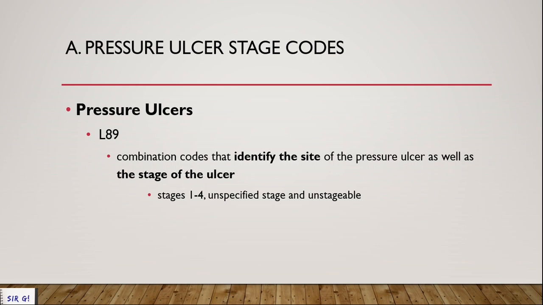When you go to your tabular list, you can see the differences of your stage 1, stage 2, stage 3, and stage 4. If you are lucky enough, most of the providers are documenting the stage because that's very important. Okay, we also need to know the stage because we don't want to end up using unspecified without knowing the stage. Okay?